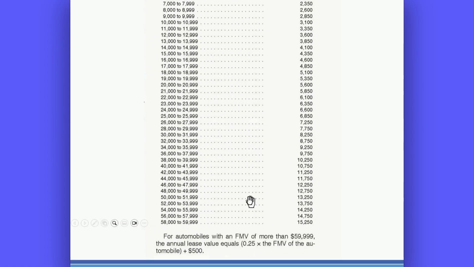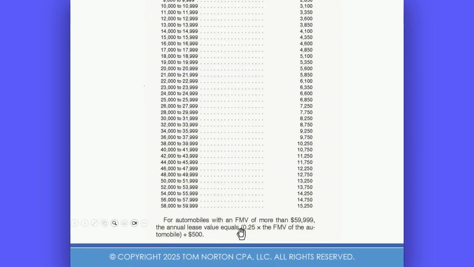This chart goes up only to vehicles worth $59,999. If you have a vehicle that is worth $60,000 or more, then you use this formula. So you take the fair market value of the vehicle times 25%, times 0.25, and then you add $500. So if you had an $80,000 vehicle, 25% of that is $20,000, plus you add $500. So the annual lease value would be $20,500. Then you multiply that by the personal use percentage, and that's how much you include in the employee's W-2.